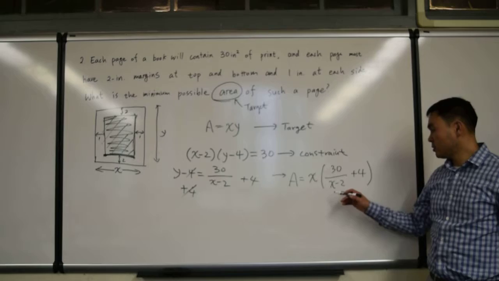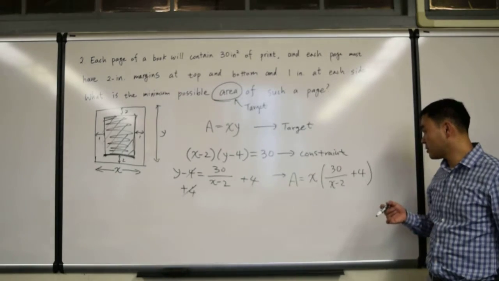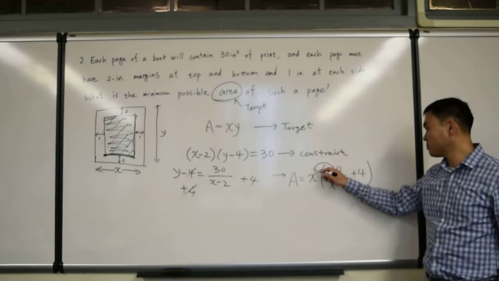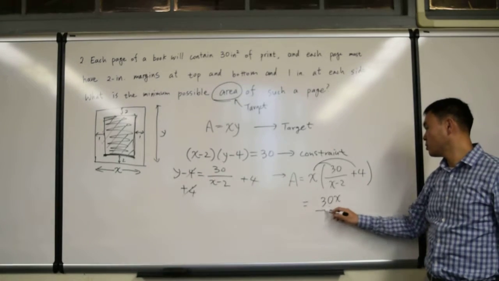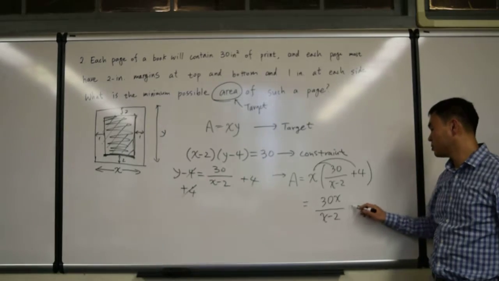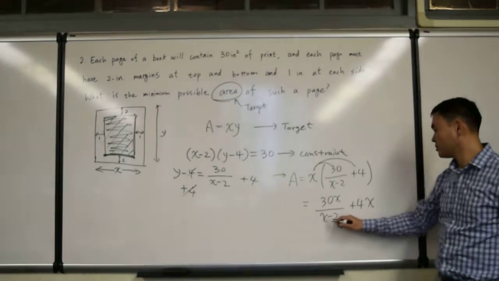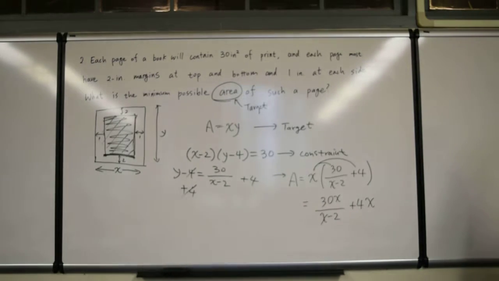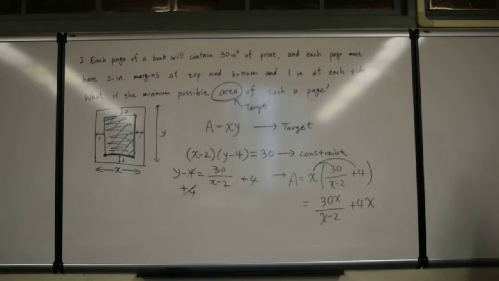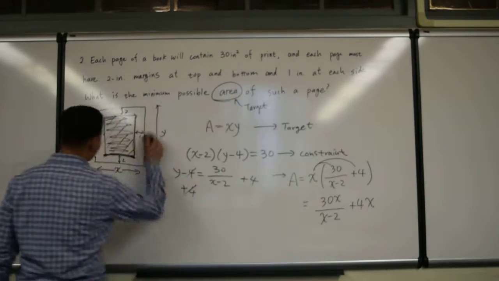All right, before we differentiate, I should multiply them. So I get 30x over x minus 2, plus 4x. That's easier to differentiate. So let me differentiate this now.